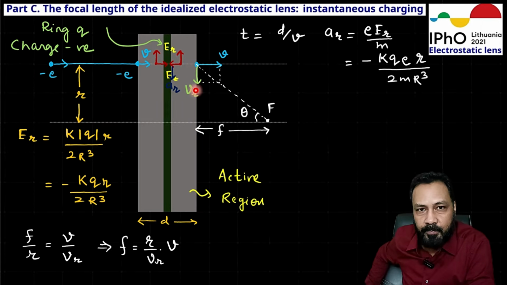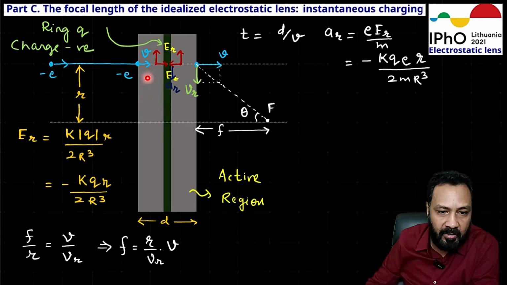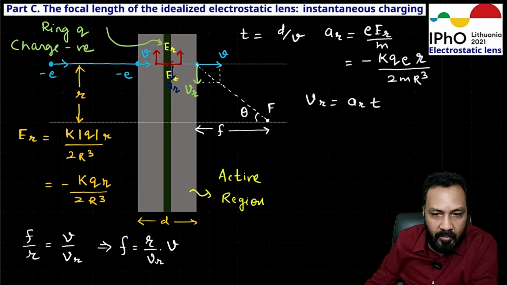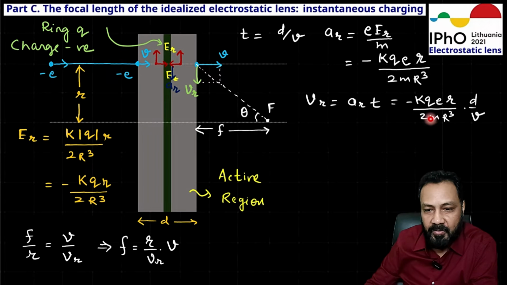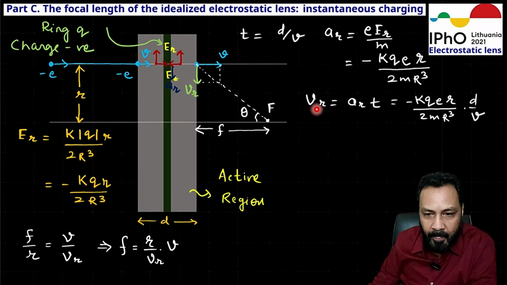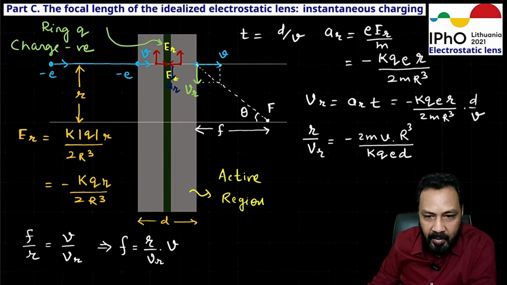Using the first equation, v is equal to u plus at. Initial velocity in the radial direction was 0. So Vr is equal to ar t, and this ar and this t, if we put, we'll get this thing. You can check if I make any mistake. So from here this Vr, we can just simplify r by Vr, we'll get this. Just arrange this, you will get this.